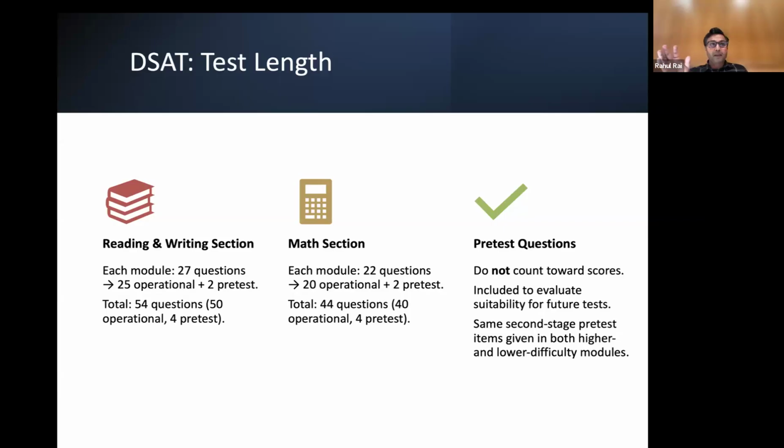Okay, so again, you will not know which question is pre-test and which question is operational. So that's the trick. But luckily, even if you completely solve the pre-test questions wrong, it is not going to affect your score overall. This is just for testing purposes, data collection purposes, and those are possible questions that may come later in another SAT exam. Okay. So this is about the test length that we have.